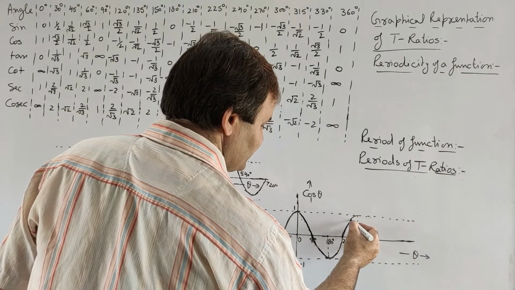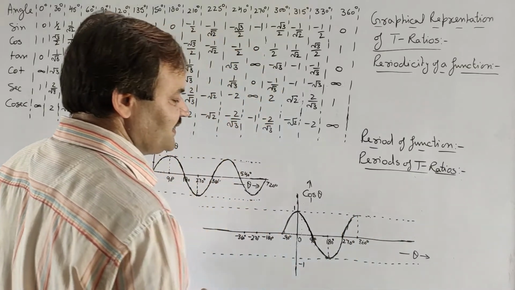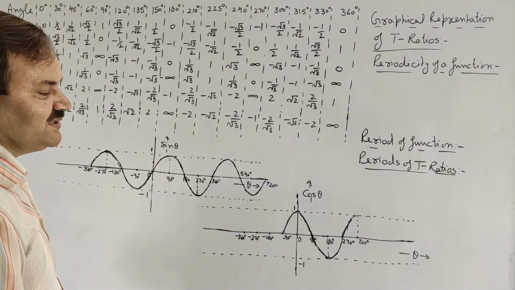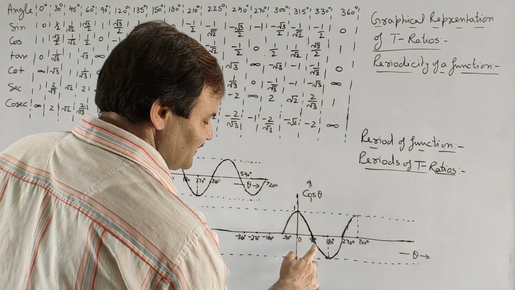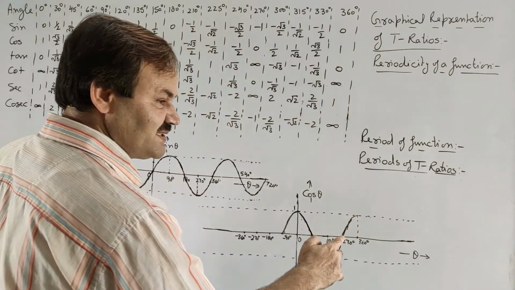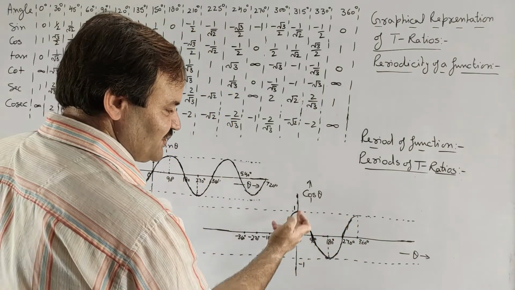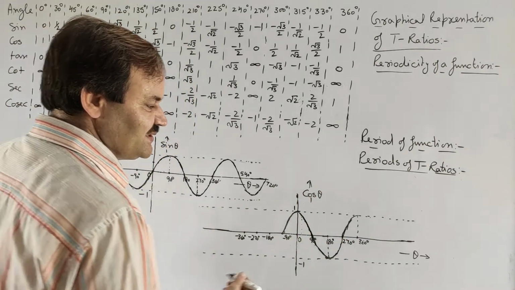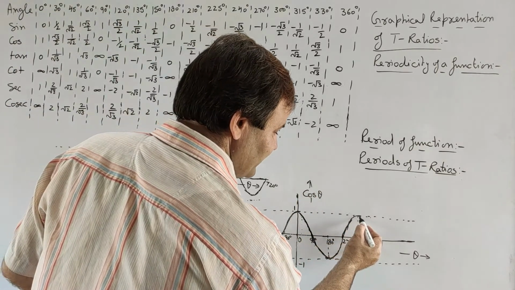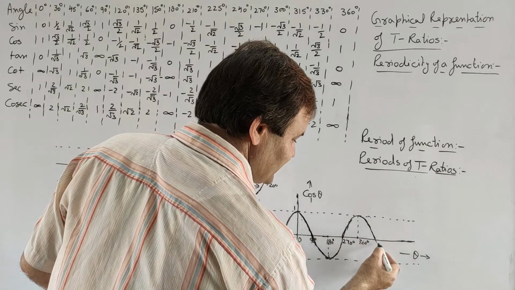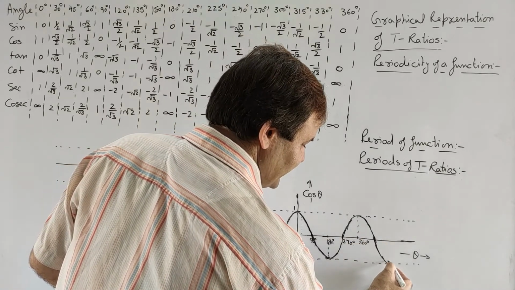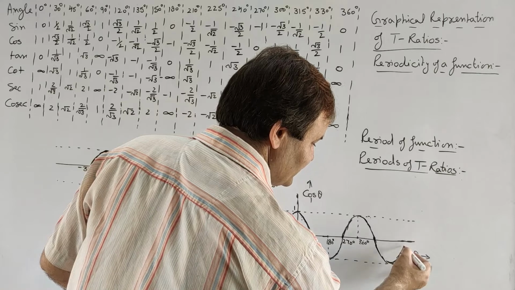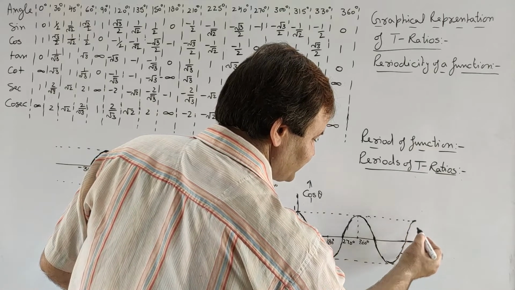attain its maximum value at 360 degree, and that value is 1, and it will represent one complete cycle of variation of values of cos theta from 0 to 360 degree, and this cycle will be repeated as such for the next higher values of theta.